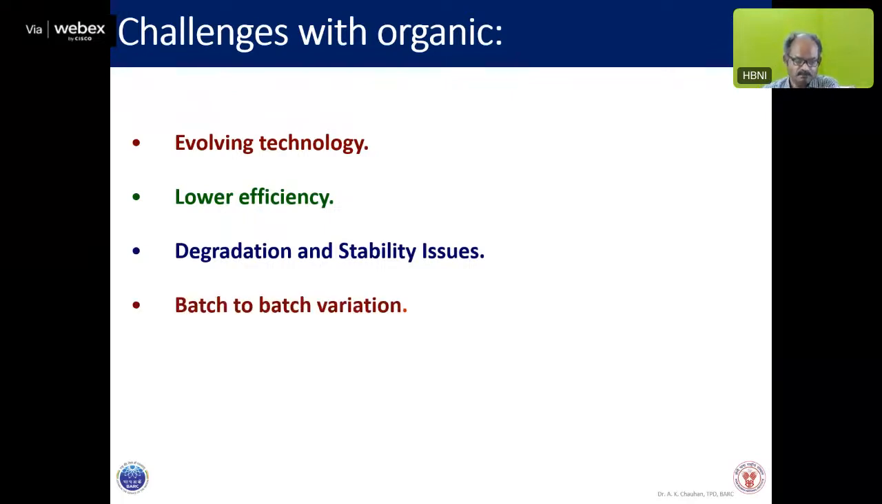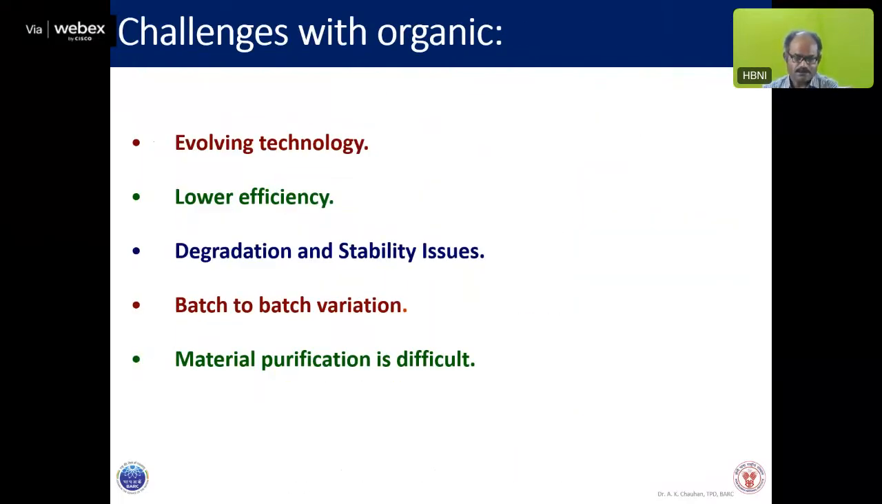They degrade with time. And in organic, there is a problem of batch to batch variation. You make a device with one batch of the organic semiconductor and make a device from another batch of the organic semiconductor, then you will have a variation. So optimization is slightly tricky and difficult. Material purification is also difficult because these are polymers, and it is very difficult to purify.